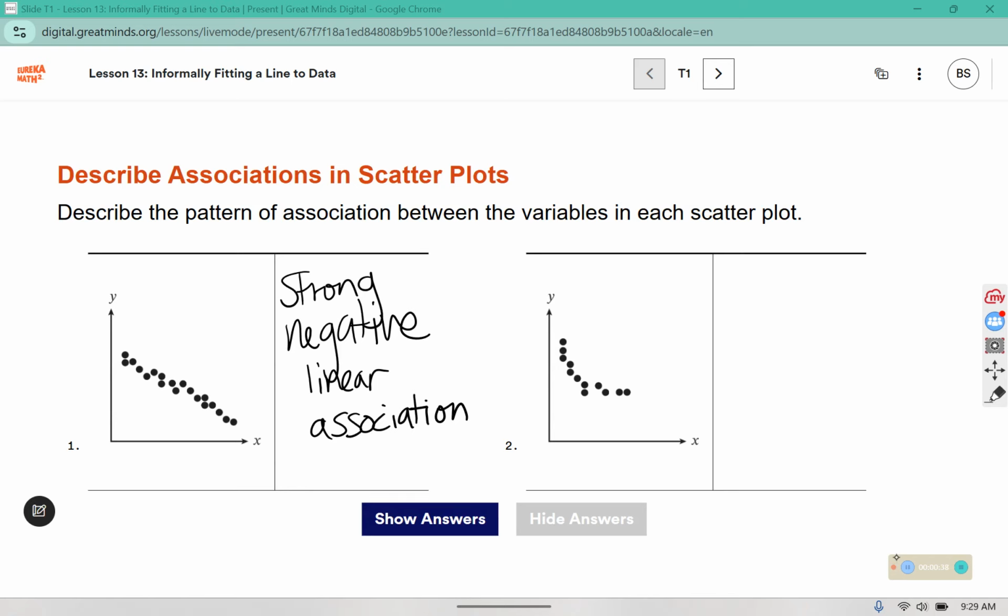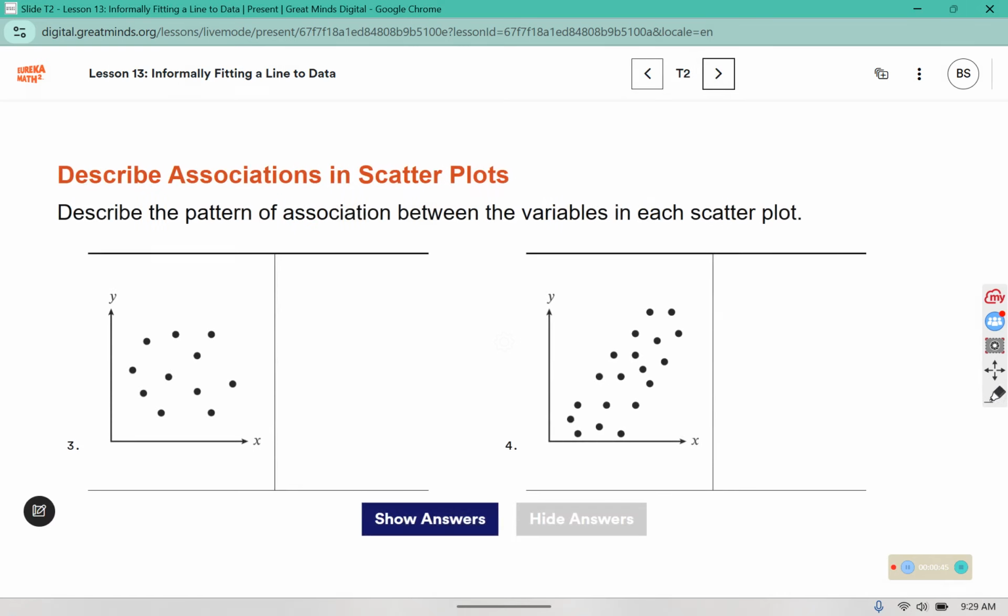you will need to describe the association you see in problem 2, problem 3, and problem 4.